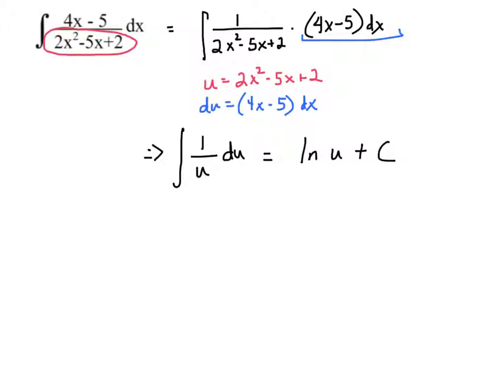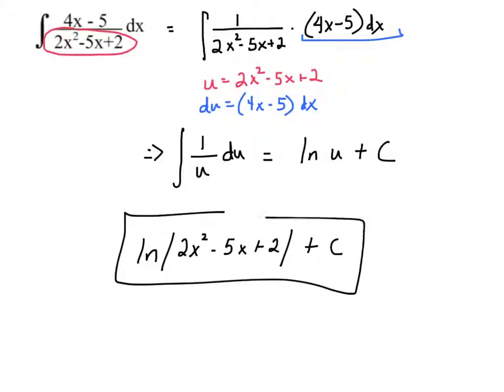So I can go back and I can have the natural log of 2x squared minus 5x plus 2 plus c. Now, I put the absolute value around here just because you can't take the natural log of a negative number. It's not something to worry about as you first learn this, but it's just kind of a nod to the domain of natural log.